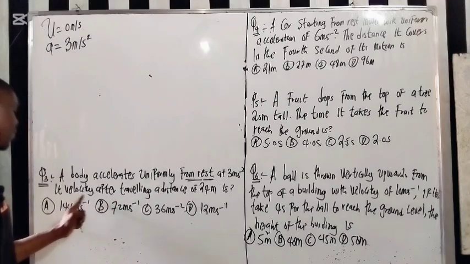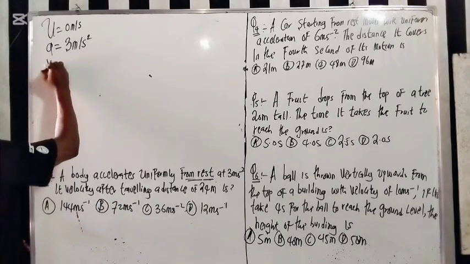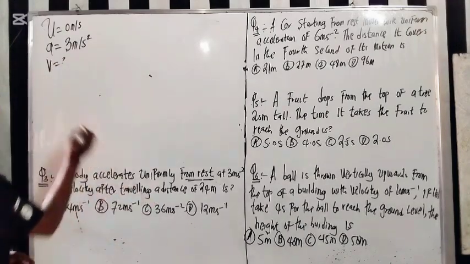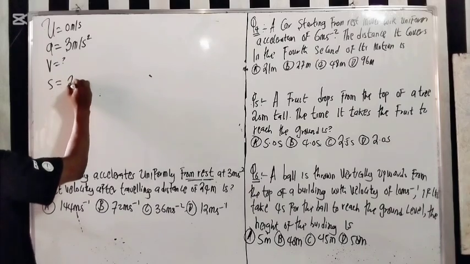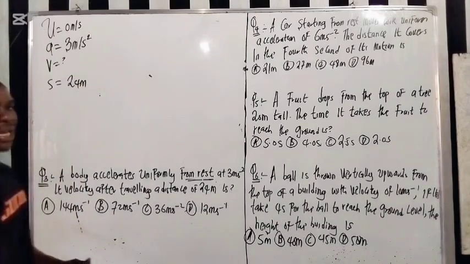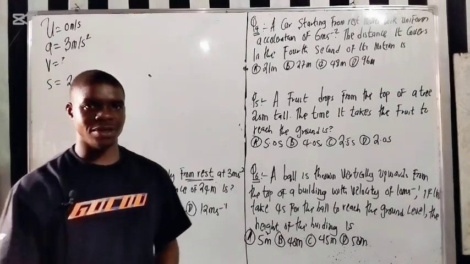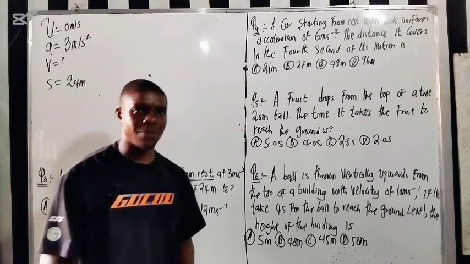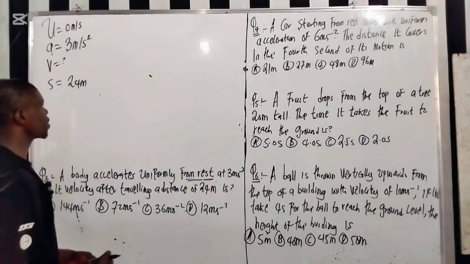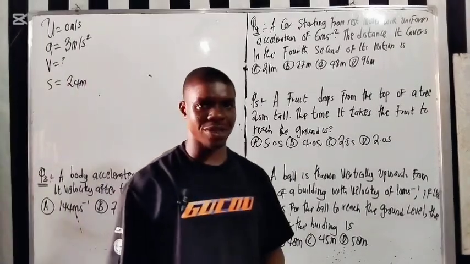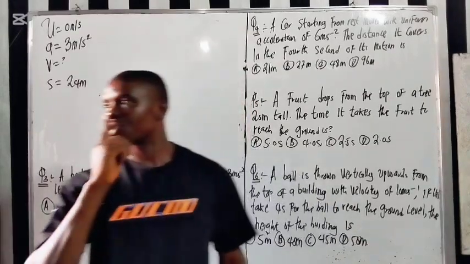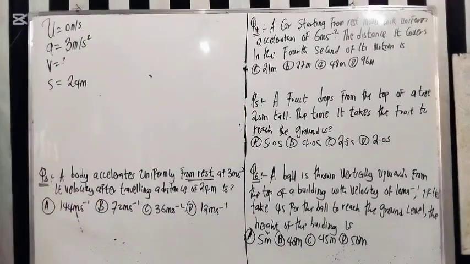You now say its velocity. So they are asking you the final velocity when distance x is what? Is 24 meters, right? Now let me ask you here, which equation are we using? Is it the first, second, or third? Leave a comment. Is it the first, second, or third? Which equation of motion are we using? First, second, or third? So let me hear from you.